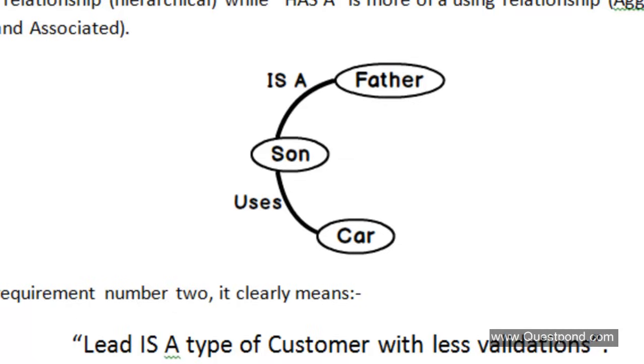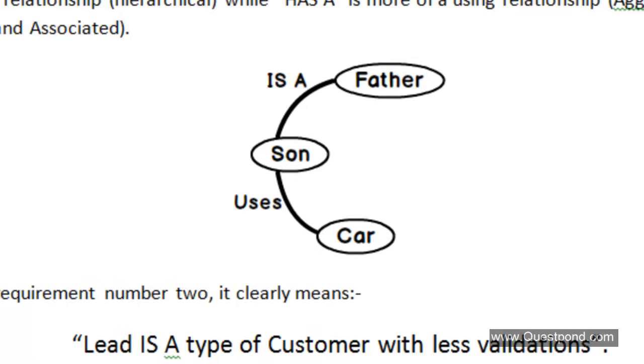Now primarily there are two kinds of relationship between entities. One is an "is a" relationship and the other one is a using relationship or "has a" relationship. For example, you can see on your video there, Shiv is a son of his father. So it is more of a parent-child relationship. While Shiv uses a car or Shiv has a shirt, it is more of a using relationship.